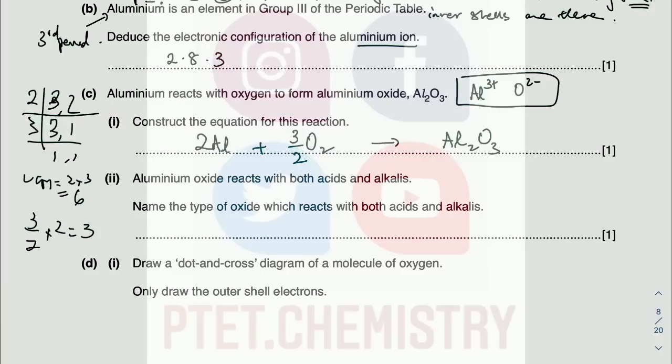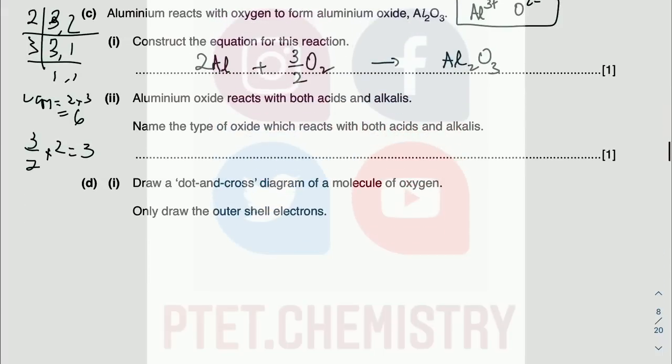They don't need state symbols. If you really want, you could have multiplied the whole thing by 2. You just get 4, 3, and 2 then. Both are perfectly correct because the formula is correct. The equations are balanced. Alright, there's nothing wrong with 3 over 2. Unless your teacher doesn't like it, then I don't know. Both are perfectly fine, yeah? The examiner cannot penalize you if your equations are balanced and you get the correct formula. And yeah, okay. Aluminium oxide reacts with both acid and alkali.